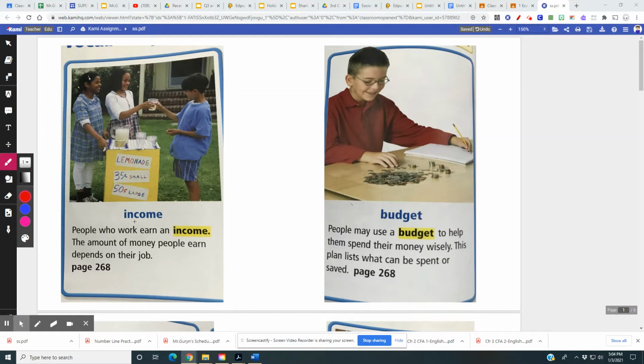Okay, so here are some of the vocabulary words you're going to be learning when you are reading about economics, the study of how we use money. First one is income. People who work earn an income. The amount of money people earn depends on their job. Okay, take a look over to the right and you can answer the question, which is, what job do you want to have when you get older that will earn you an income?